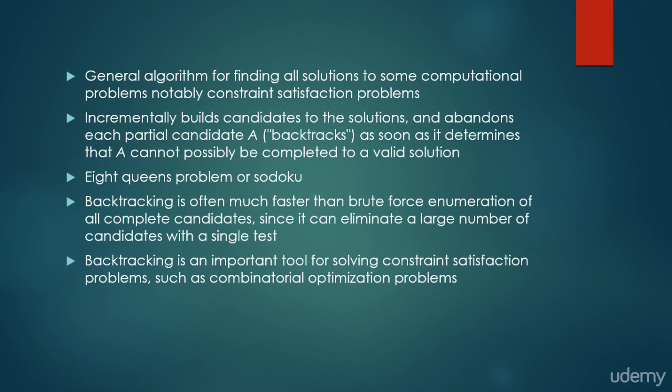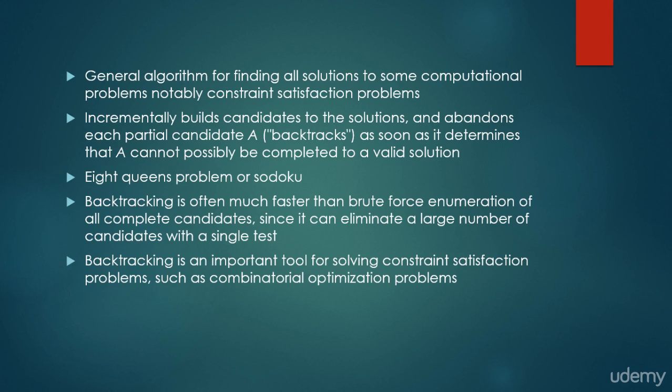What is backtracking? It's a general algorithm for finding all solutions to some computational problems, notably constraint satisfaction problems. It incrementally builds candidates to the solutions and abandons each partial candidate A, so it backtracks, as soon as it determines that A cannot possibly be completed to a valid solution. For example, the 8 queens problem and Sudoku rely heavily on this backtrack algorithm.